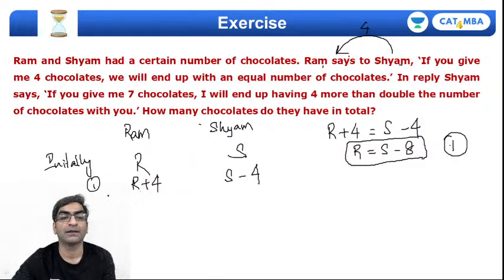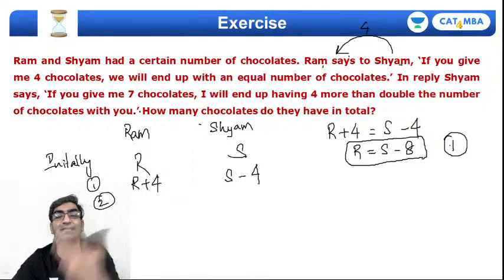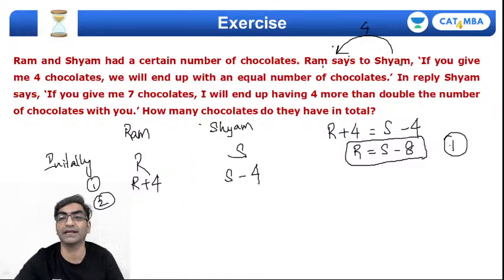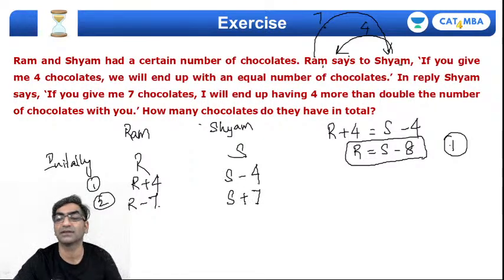Okay. Let's look at the second statement too. What does it say? If you give me 7 chocolates, Sham is saying. So Sham is asking Ram to give 7 chocolates, right? So now it will be reverse. Ram gives Sham 7 chocolates. That means Ram will have 7 less: R minus 7. Sham will have 7 more. S will increase by 7 chocolates. S plus 7.